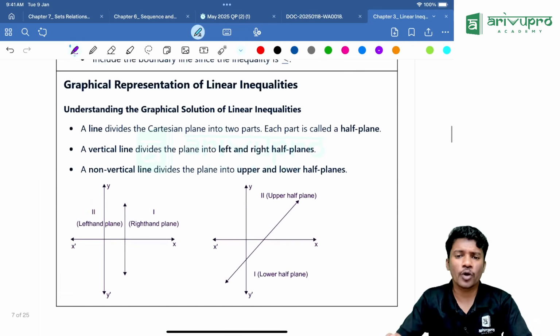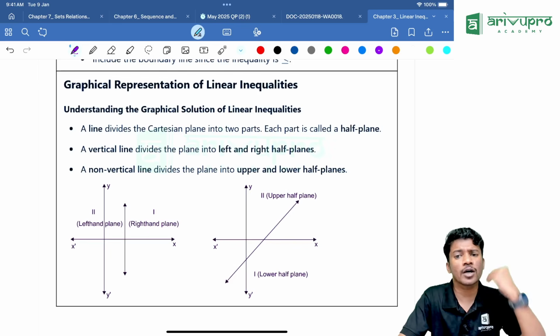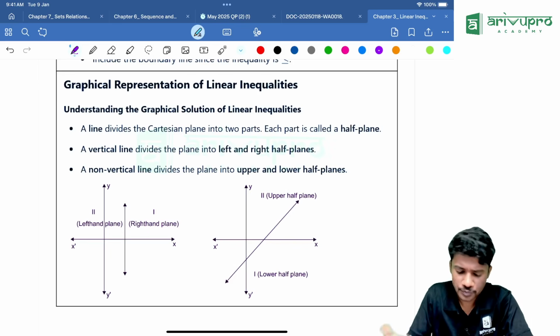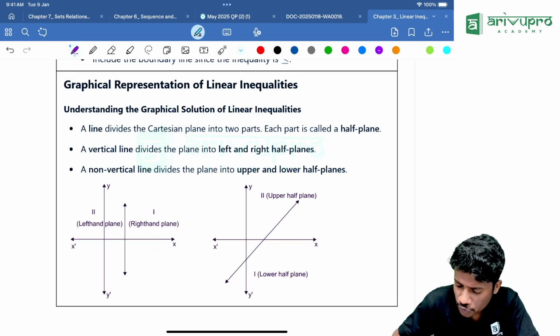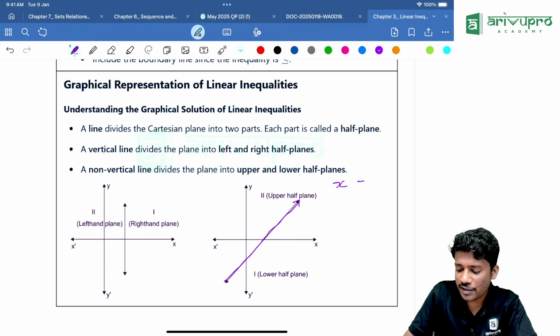I'll just tell you what this is. Okay, one more thing I'll tell you. Along with the graphs, I can add one more thing. Do you remember this? When was the case? When the signs of x and y are different, that means x is positive and y is negative, we are getting the graph like this.